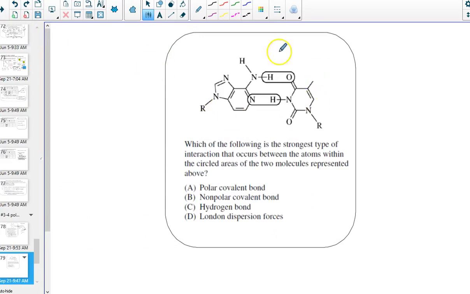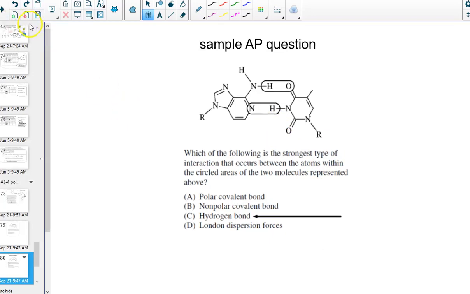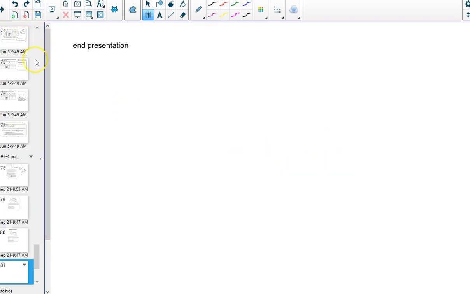Here we go. Classic question. This is your typical setup for one particular item, and you don't even have to read this. Hydrogen bonding, that's what that is. Thank you very much.